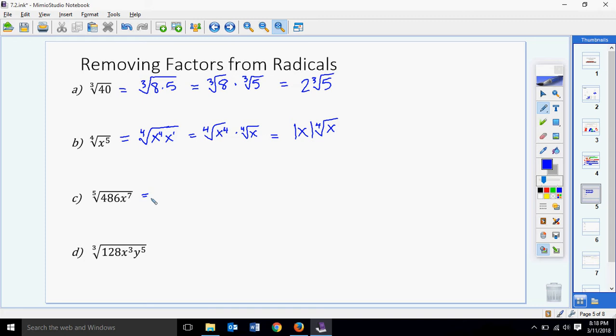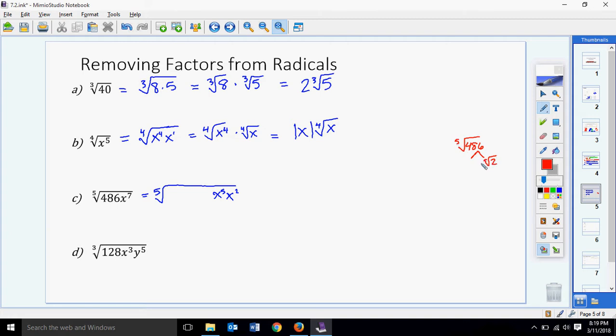Down here, I have an index of 5. So I want to try to write everything underneath my radical as powers of 5. 486 is kind of a big number. So off to the side here, I just want to work with the 486 because I already know that I can break up my x to the 7th as x to the 5th times x squared. So let's work on the number 486. Well, divide that by 2.